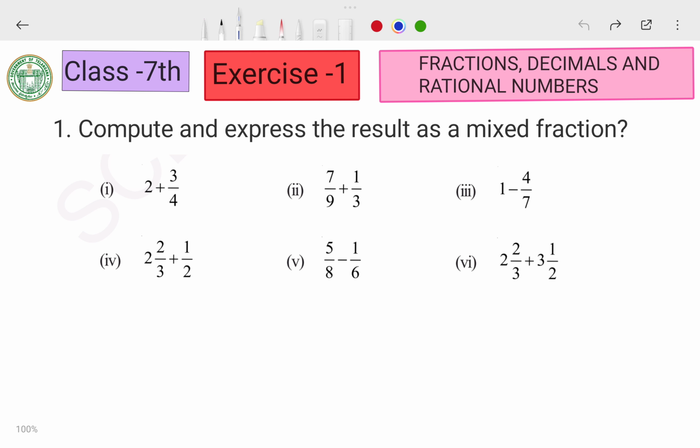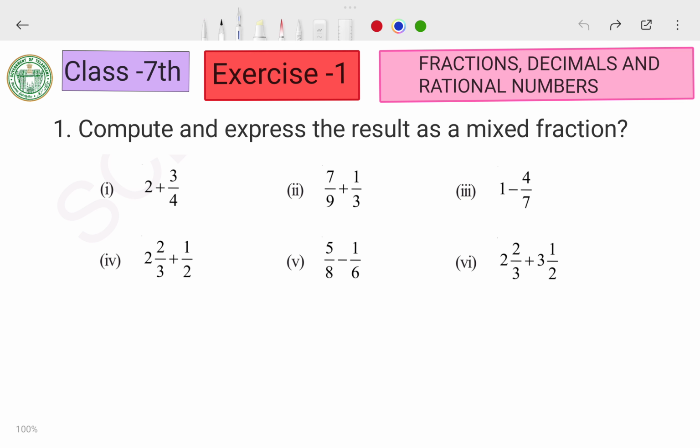This is related to our Telangana State Board, and by the end of this video you will not have a single doubt in this exercise 1. I teach mathematics to weak students, so don't worry. If you have any doubt or confusion in this exercise, by the end of this video you will not have a single doubt. So let's start this exercise.